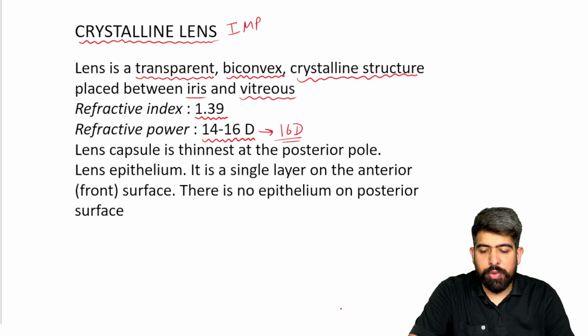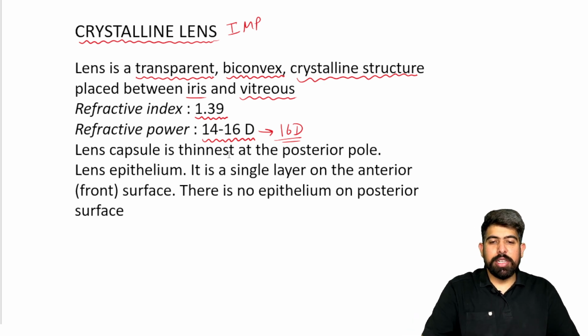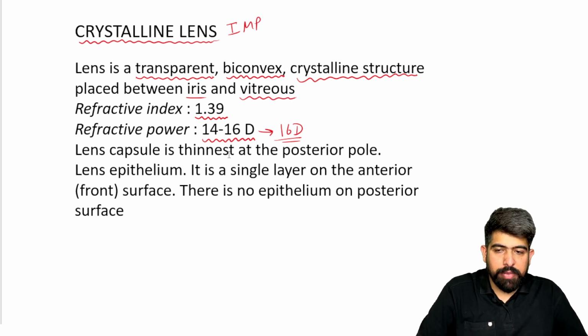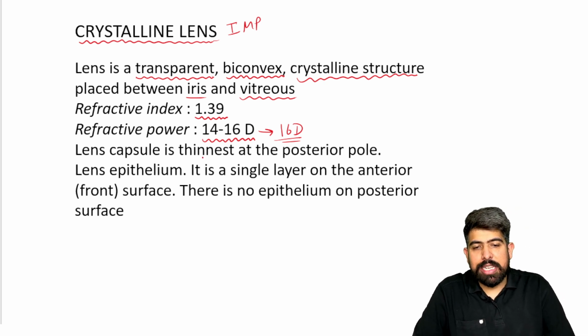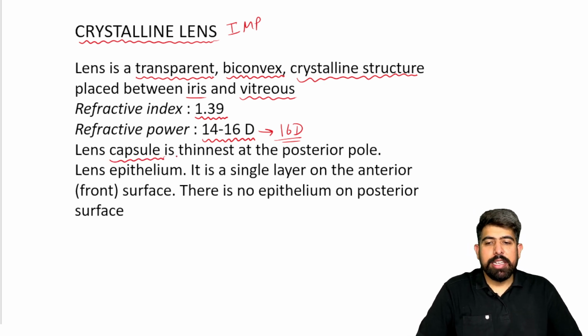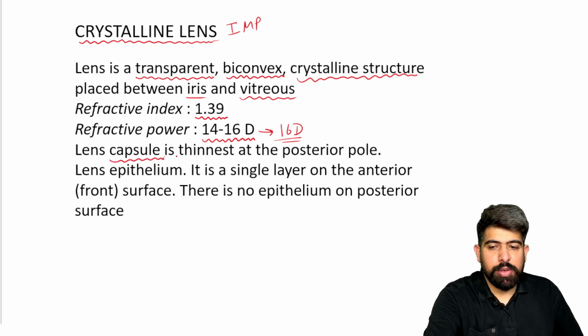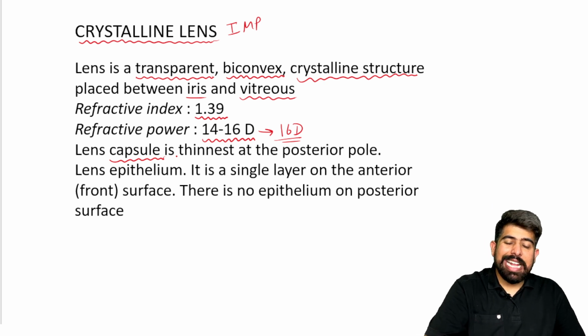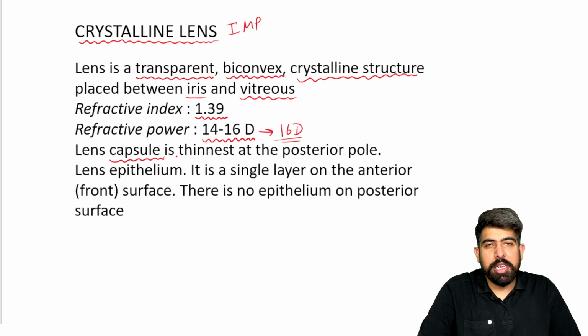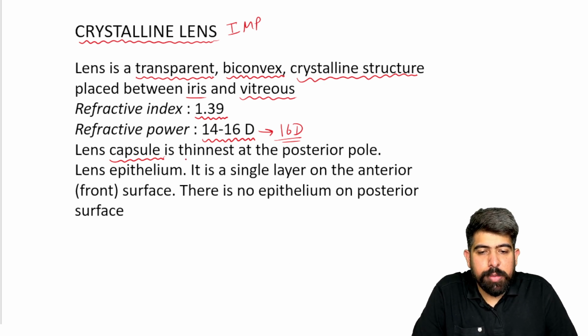Now, going further into the lens anatomy, we have to go a little bit more into depth. The lens has a capsule, right? So what are we having? Yes, we have a lens capsule, and this lens capsule is the outermost layer of your lens. The lens capsule is thinnest at the posterior pole.